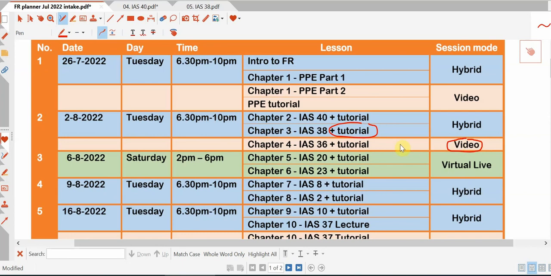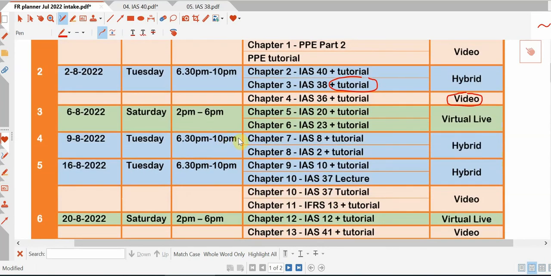IAS 36 impairment, both action tutorial. So I will upload that after today's class. Then coming Saturday, you do not actually need to rush for it. If you can finish watching 36 before Saturday, that would be great. But if for whatever reason you cannot comply, then it's okay. During the weekend, you can spend time to look at this 36 because it is independent from other chapters.